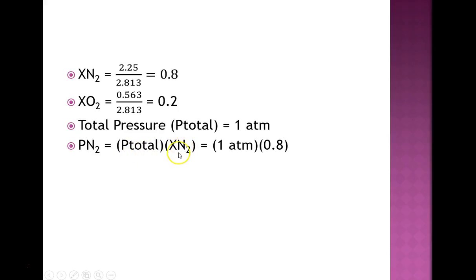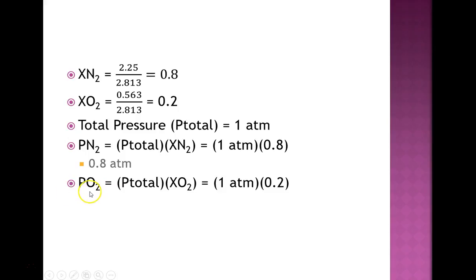for nitrogen. Total pressure was 1 atmosphere. Mole fraction for nitrogen was 0.8. That worked out pretty awesome. See, you didn't even have to calculate it. Partial pressure contributed by nitrogen is 0.8 atmospheres.